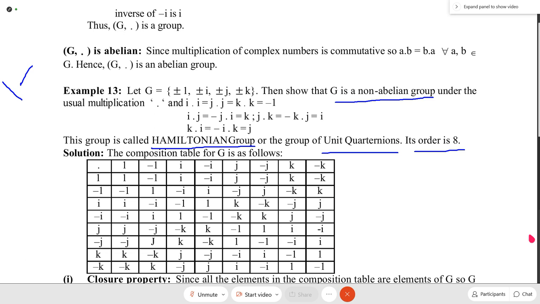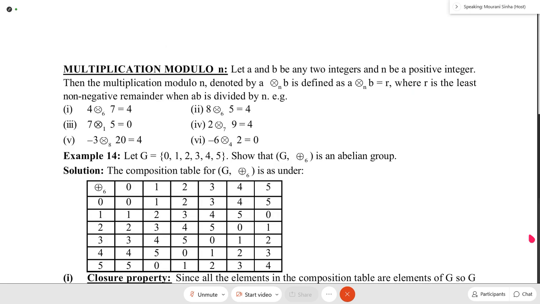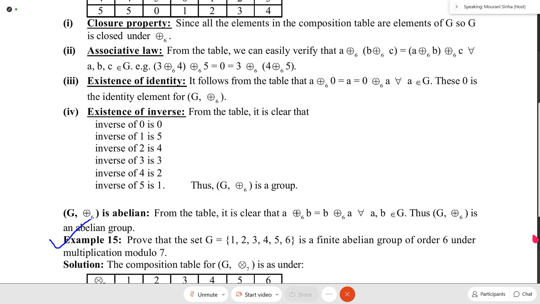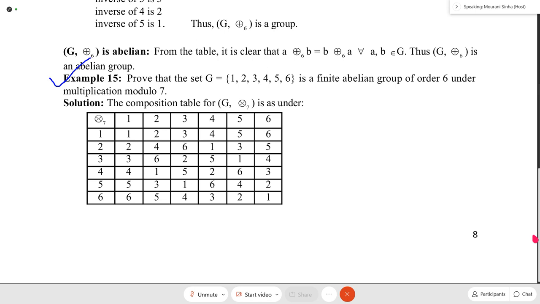Addition modulo m, this you know very well now with all the examples we have done previously. Multiplication modulo n, this is also done. This example 14 was discussed in class, G plus 6. And the next example was also done, G plus 7. Under addition, under multiplication. I took it from here only, and I discussed it in the PPT.